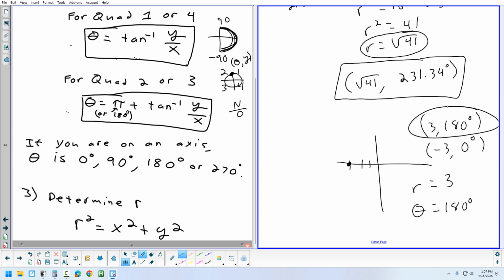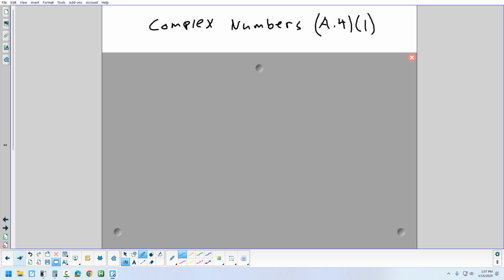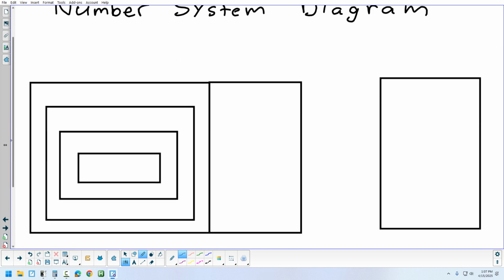Any other question on that one? Okay, so the last thing we're going to look at is section A4, which is on complex numbers.